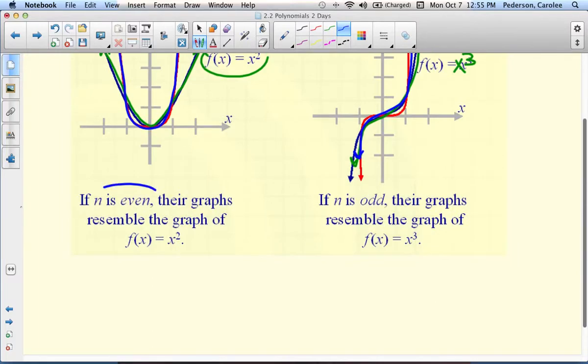Very similar in shape. When the n is even, they look very similar in shape. When n is odd, they look very similar in shape.